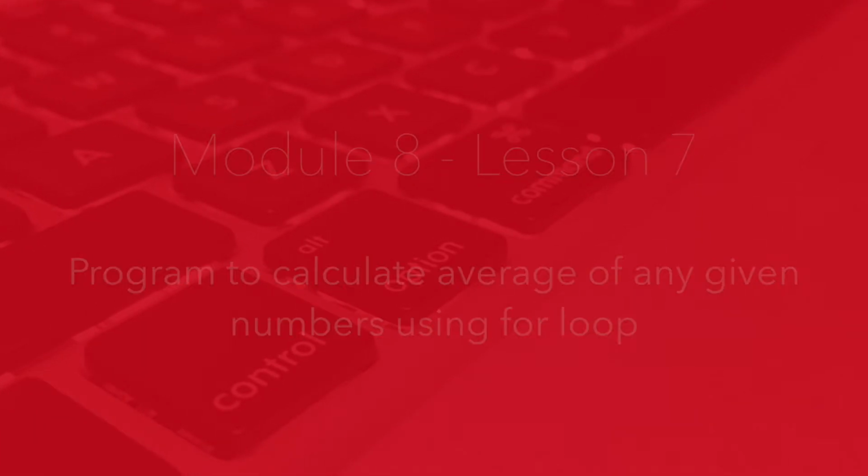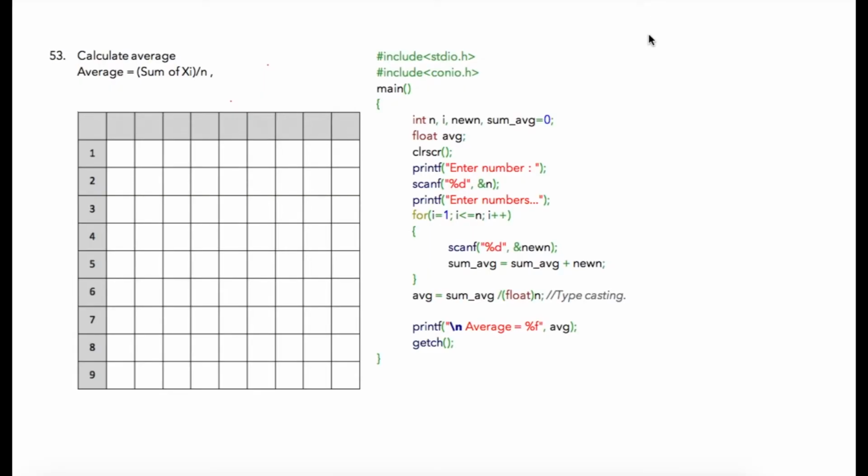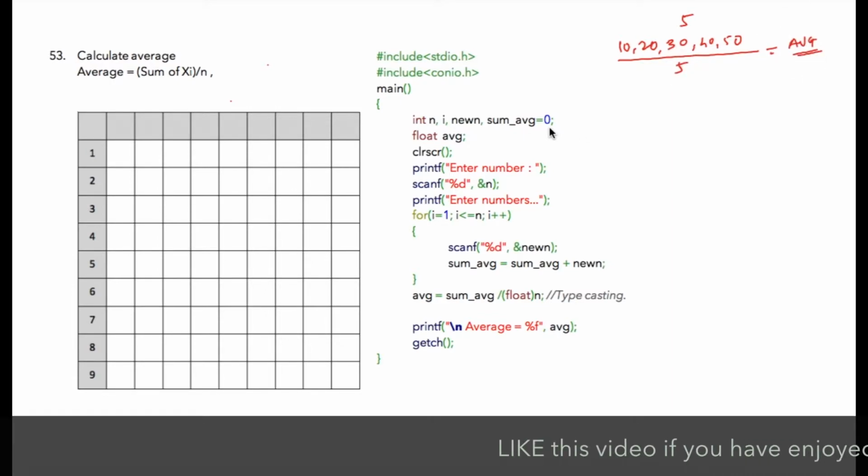In this program we are going to accept a value from user. Suppose user enters 5, then he will enter 5 different numbers, for example 10, 20, 30, 40 and 50. Then our program will add these numbers and divide the total by 5 so that we get average of these numbers. Let us see how we can solve this problem programmatically.